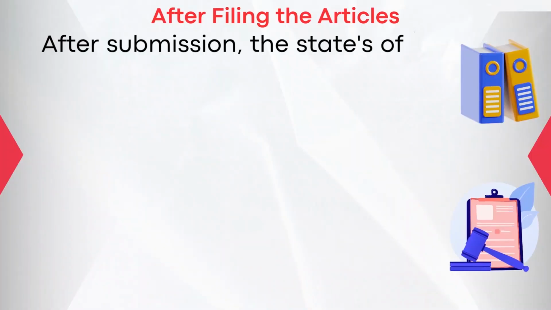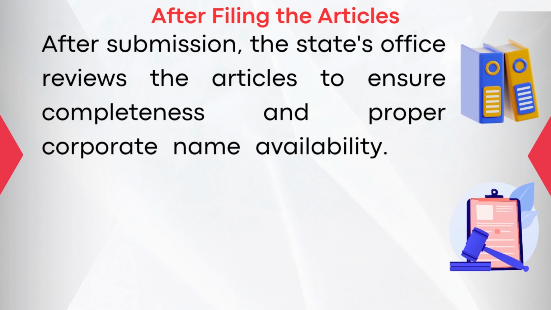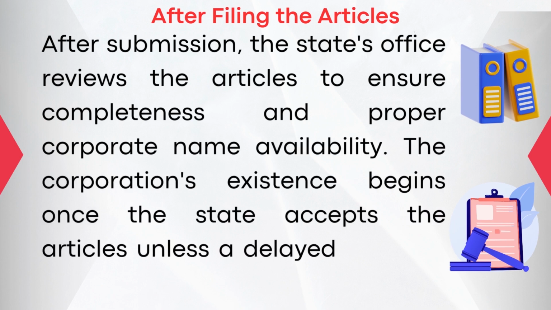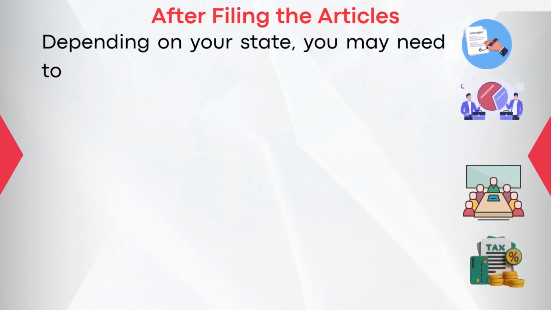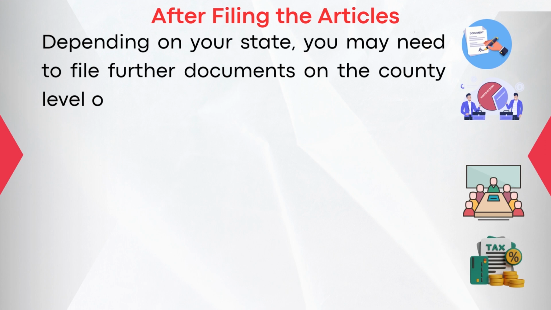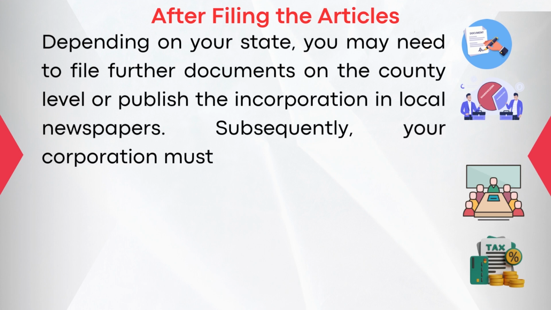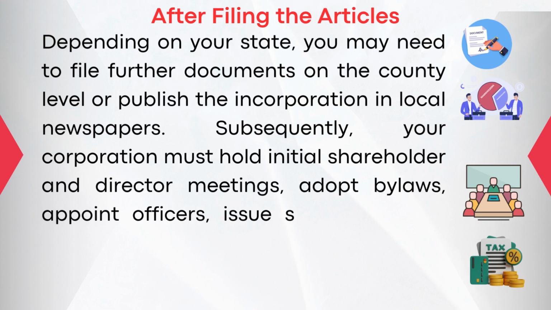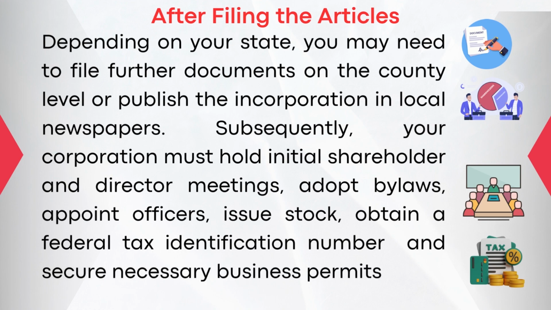After filing the articles. After submission, the state's office reviews the articles to ensure completeness and proper corporate name availability. The corporation's existence begins once the state accepts the articles unless a delayed effective date is specified. Depending on your state, you may need to file further documents on the county level or publish the incorporation in local newspapers. Subsequently, your corporation must hold initial shareholder and director meetings, adopt bylaws, appoint officers, issue stock, obtain a federal tax identification number, and secure necessary business permits.